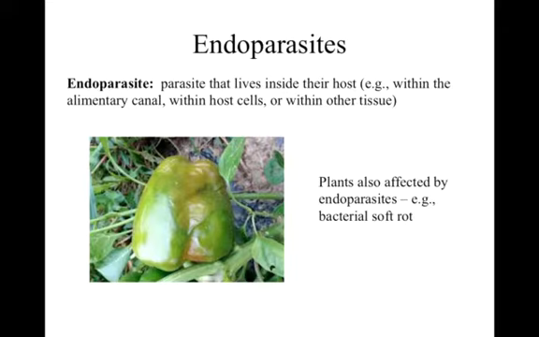Just like animals, plants can also be affected by endoparasites. One example is bacterial soft rot. So as compared to smut or rust or mold or mildew, with soft rot, you don't see anything on the surface. The plant kind of degrades. It just kind of wilts up. That's because there are internal parasites living inside the plant that are causing it to sort of decay and liquefy.